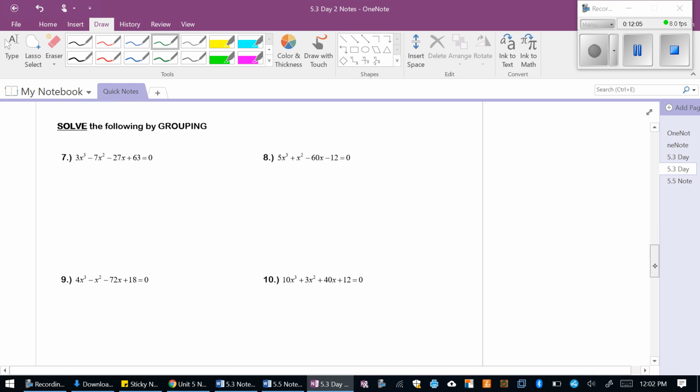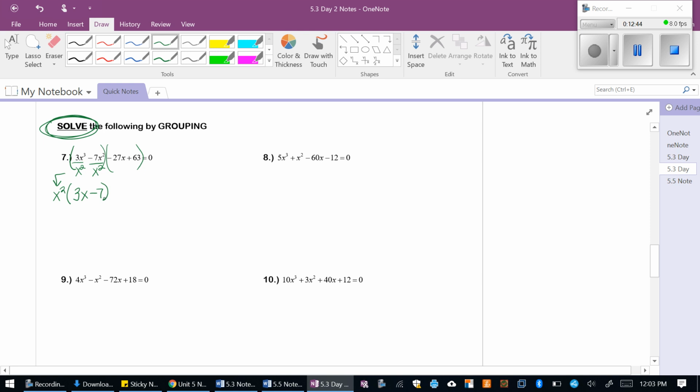So now we're going to do just one example. Here I'm going to do number 7. Here we're solving by grouping. And so it's going to start out the same way as when we factored. We're going to factor and group them. My GCF of 3x cubed and negative 7x squared is x squared. I'm going to drop that down in front. I'm going to get 3x minus 7.